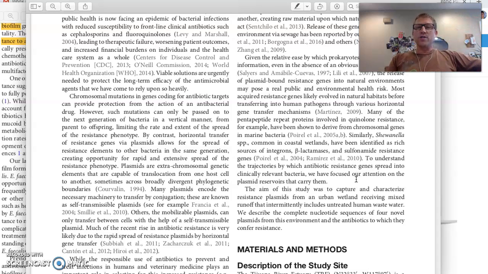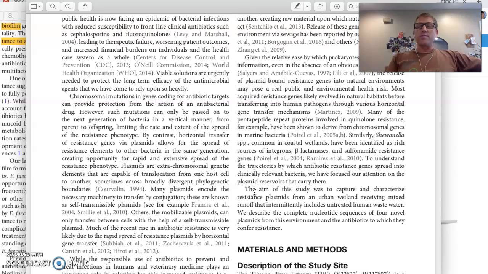To understand the trajectories by which antibiotic resistance genes spread into clinically relevant bacteria, we have focused our attention on the plasmid reservoirs that carry them. And then here we get into the final paragraph, very, very common in an introduction to start with something like the purpose, the aim, the goal, our hypothesis, etc. Sometimes they won't use exactly that language and you're going to have to read between the lines, but that last paragraph almost always gets after the aim of the study.